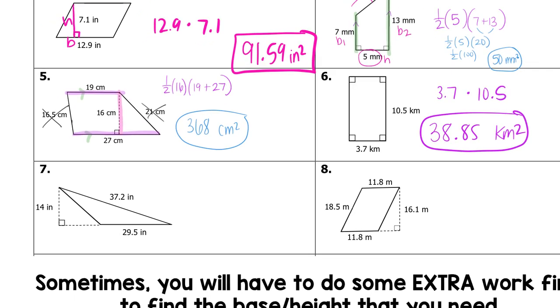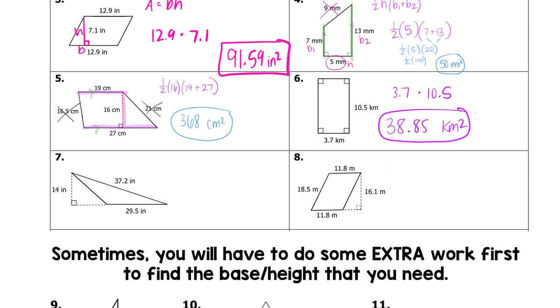All right, and then in number 7, we have a triangle. So triangles are 1/2 base times height. Just make sure you're using the correct sides here. So in this example, the height, see how we have this right angle here? That's going to be your height. So heights are always perpendicular. And it's perpendicular to the base, which is this bottom side here. So we're going to be using the 29.5 as our base, which means we do not need this other side.